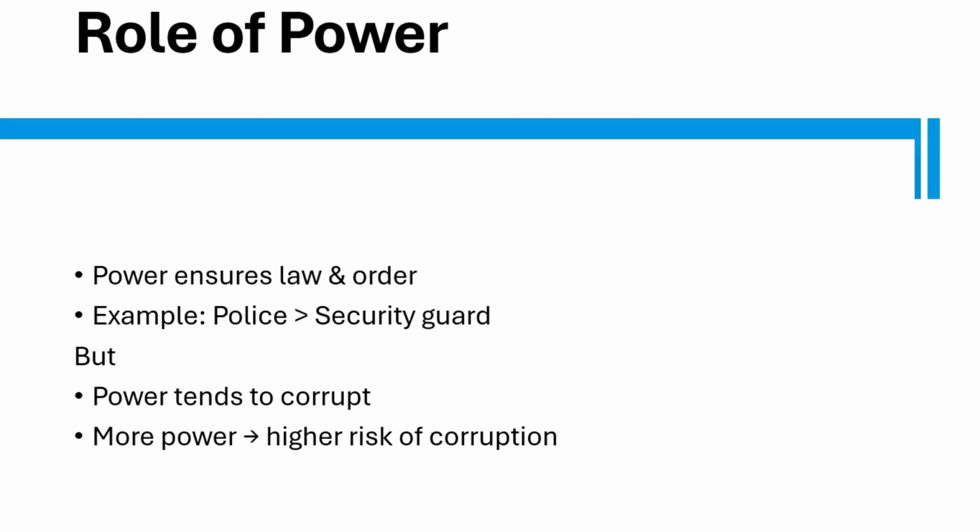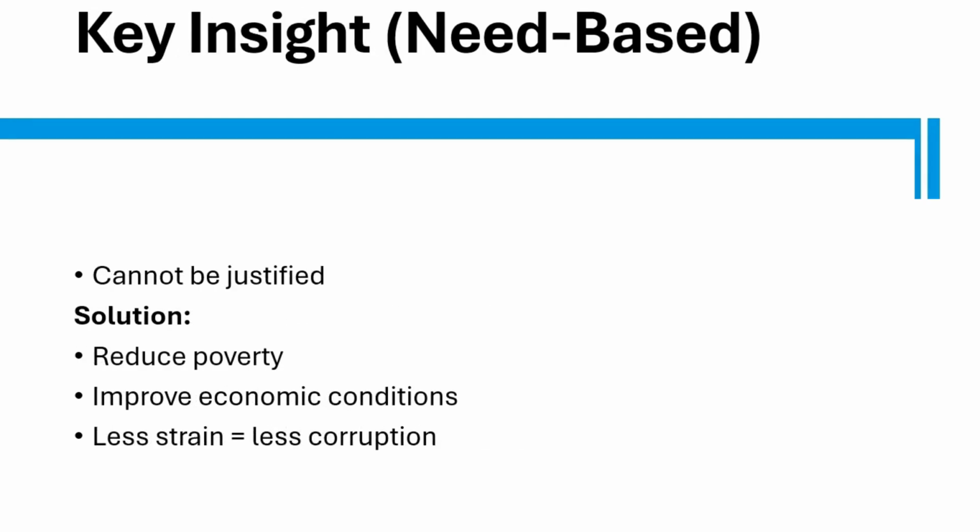But here comes the paradox. According to Lord Acton, power tends to corrupt and absolute power corrupts absolutely. People were given power to run the state efficiently and maintain order, but they started corruption. With increasing power, corruption also increases. So the very tool meant to maintain order becomes a source of corruption. Even if driven by need, corruption cannot be justified. The real solution is to reduce societal strain, especially poverty, to minimize this form of corruption.